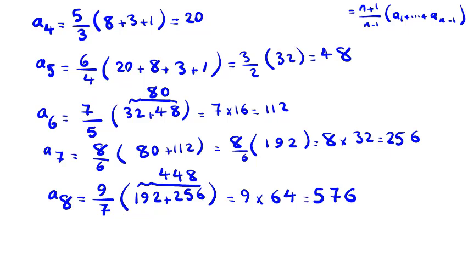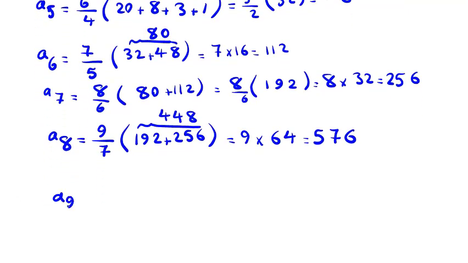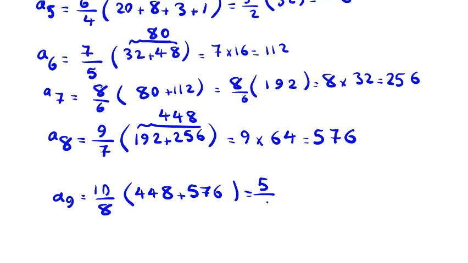And the next one, a9. If we want to calculate a9, it will be what? It will be 10 over 8 times 448 plus 576, which will be 10 over 8, that is 5 over 4. And 8 plus 6, 14. We have 1. 7, 4, 11, 2, 1, 5, 4, 9. It will be this. So it will be this.